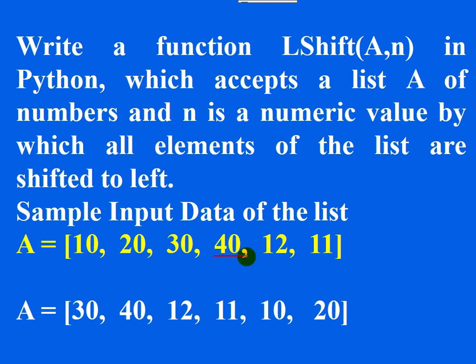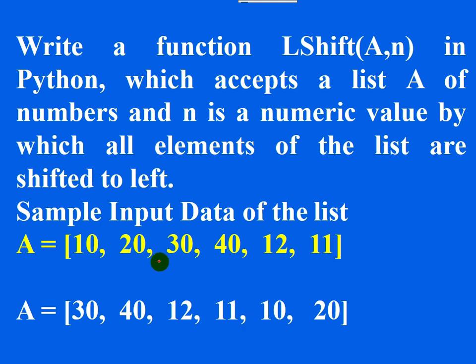Again 40, 2 positions to the left, position 1, position 2. So your 40 should appear here. Again 12, position 1, position 2. So your 12 should appear here. Finally 11, position 1, position 2. So your 11 should appear here. Okay, this is what you need to do.